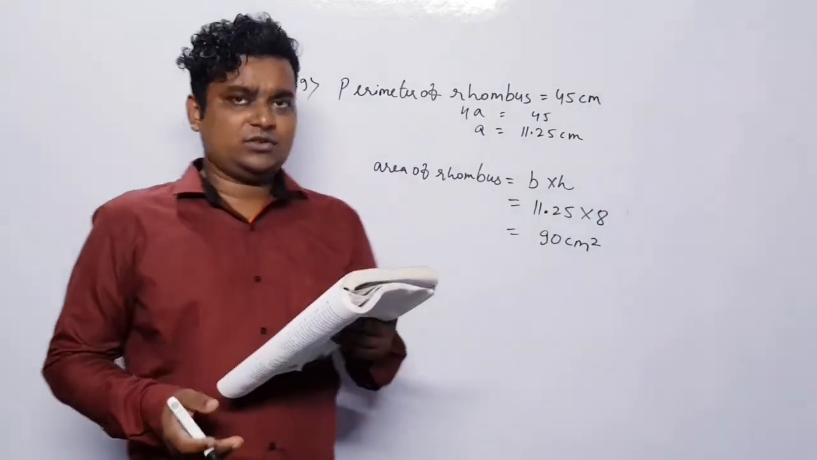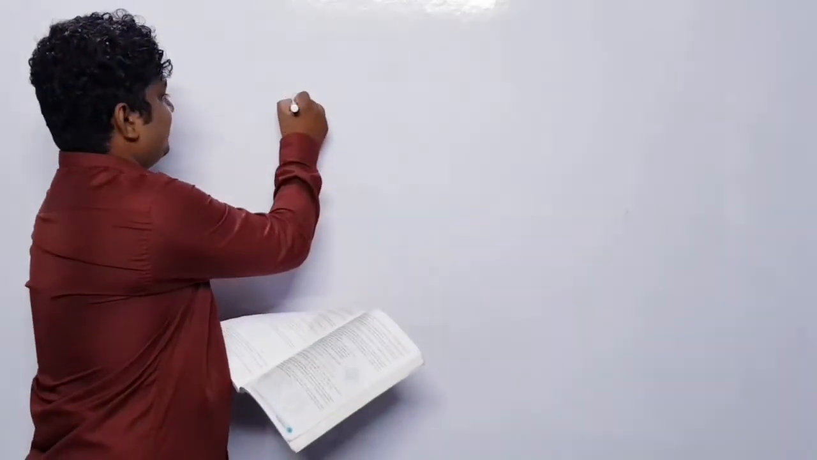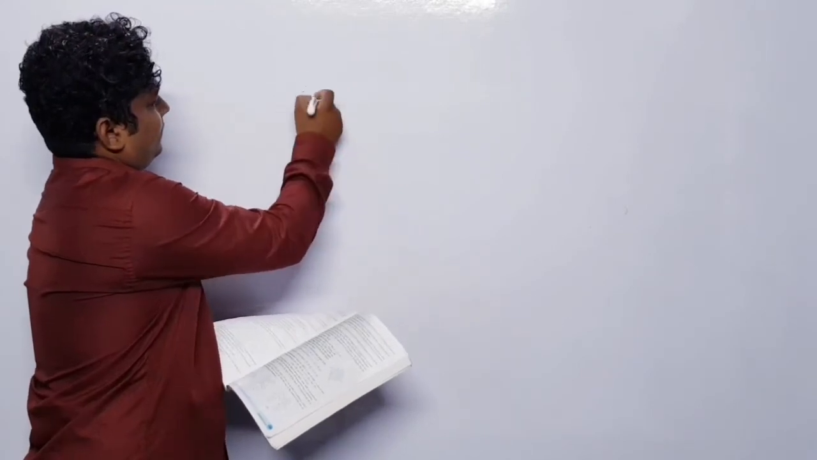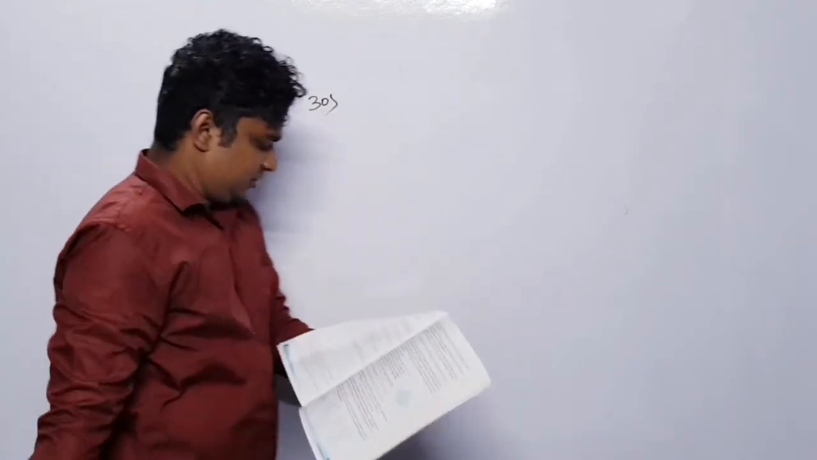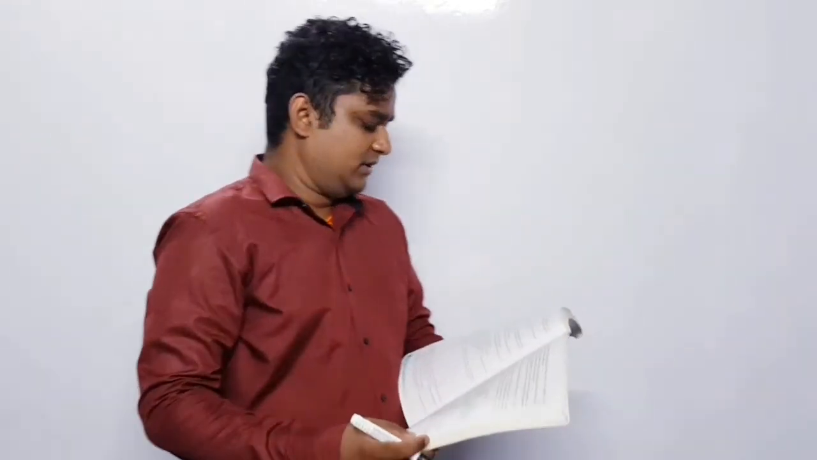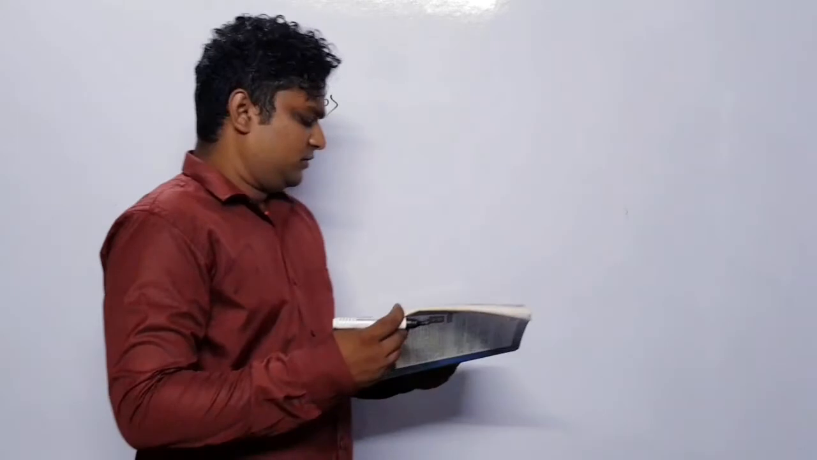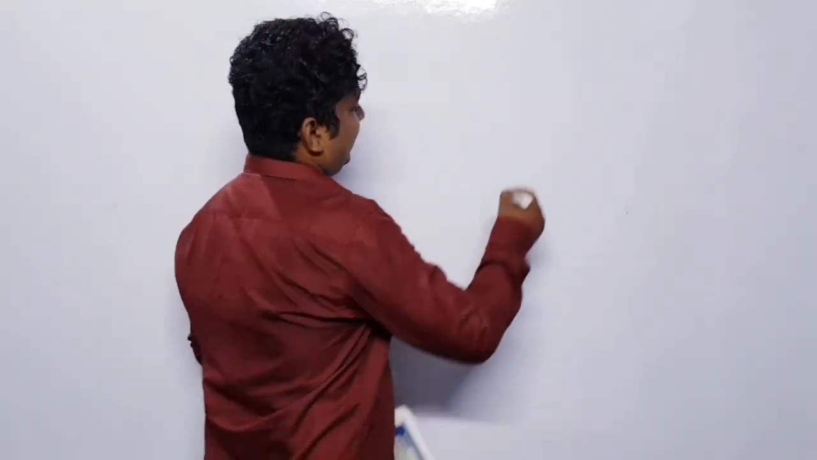Coming to the next question, question number 30. In question number 30, it is given that PQRS is a rhombus, and it is given that PQ equals 3 centimeter and height is given. Calculate the area. So here we are having PQRS as a rhombus.